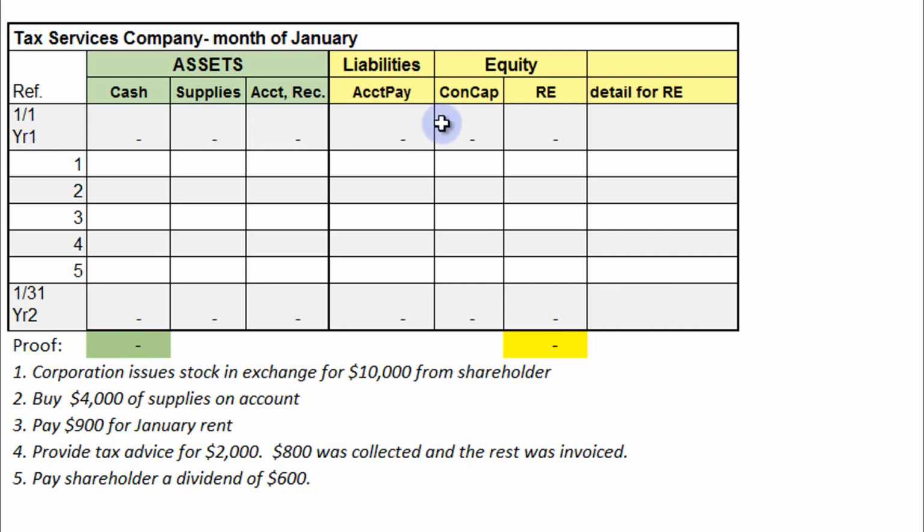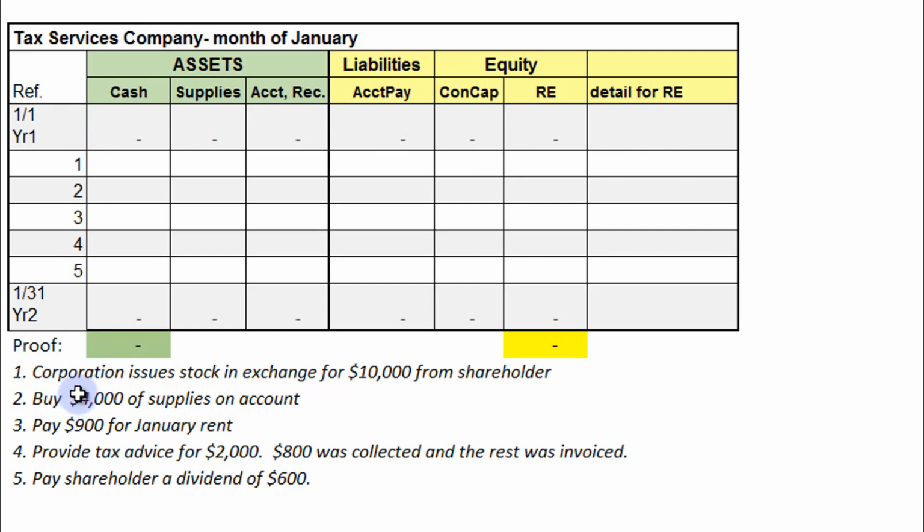As I said, beginning of the year balances here are all zero. That is only because this is a brand new business. If this business had been in existence previously, we would have balances in all of these accounts. Balances at the end of the prior month would become the balances at the beginning of this month.